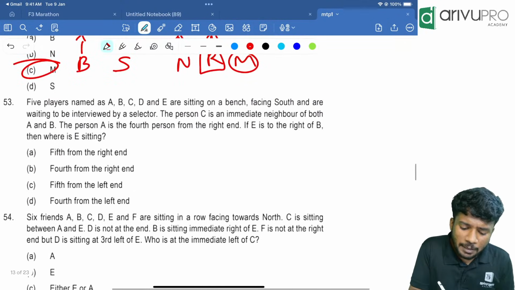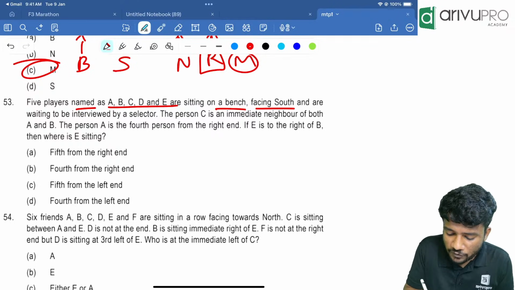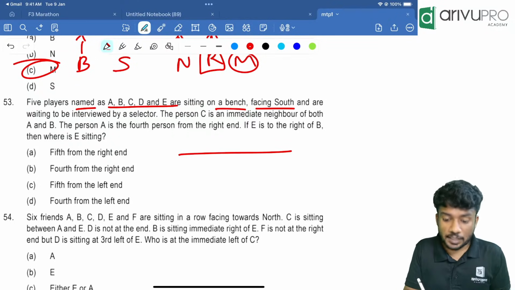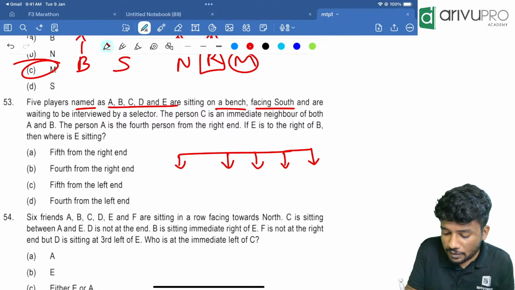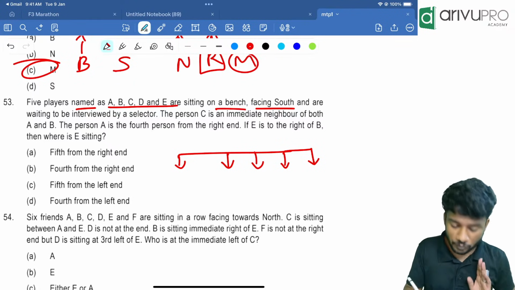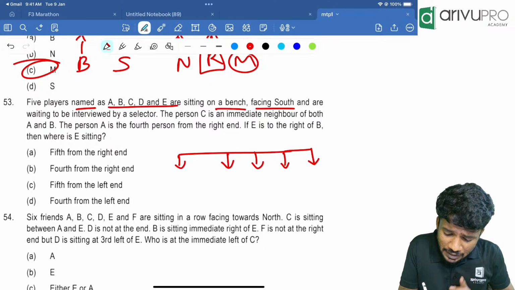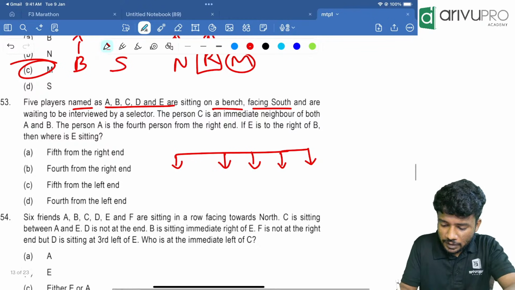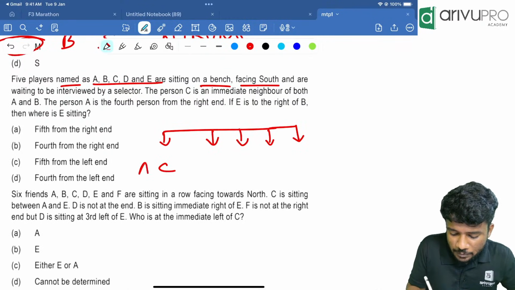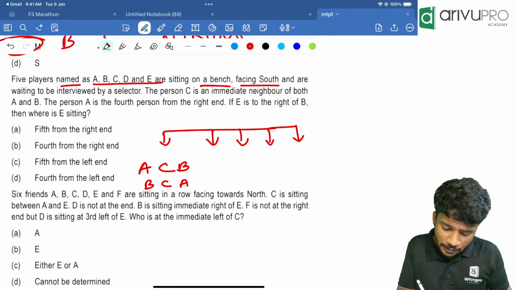Next question. 5 players named A, B, C, D, E are sitting on a bench facing south. They are facing which direction? The south direction. Yes, south is the important keyword over here. How many people are there? 5 people. They are looking towards south. Then what else is given in the question? The person C is an immediate neighbor of both A and B. Person C, I will write it over here. Person C is a neighbor of A and B, so it can be A, C, B or B, C, A. 2 possibilities are there.